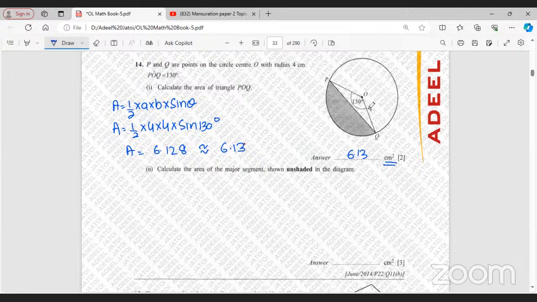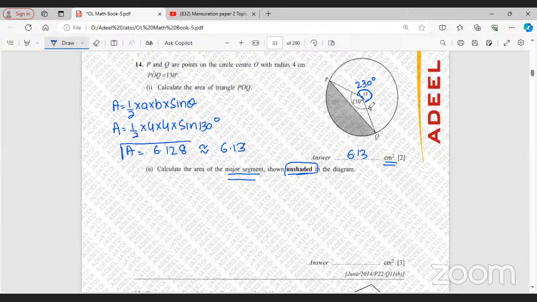Calculate the area of the major segment. Now, the major segment needs to be shown unshaded. You need to be very clear that you need the unshaded area. So if we take out this particular angle, this angle will be 230 degrees. This angle is going to be what? 230 degrees. We already know the area of the triangle.